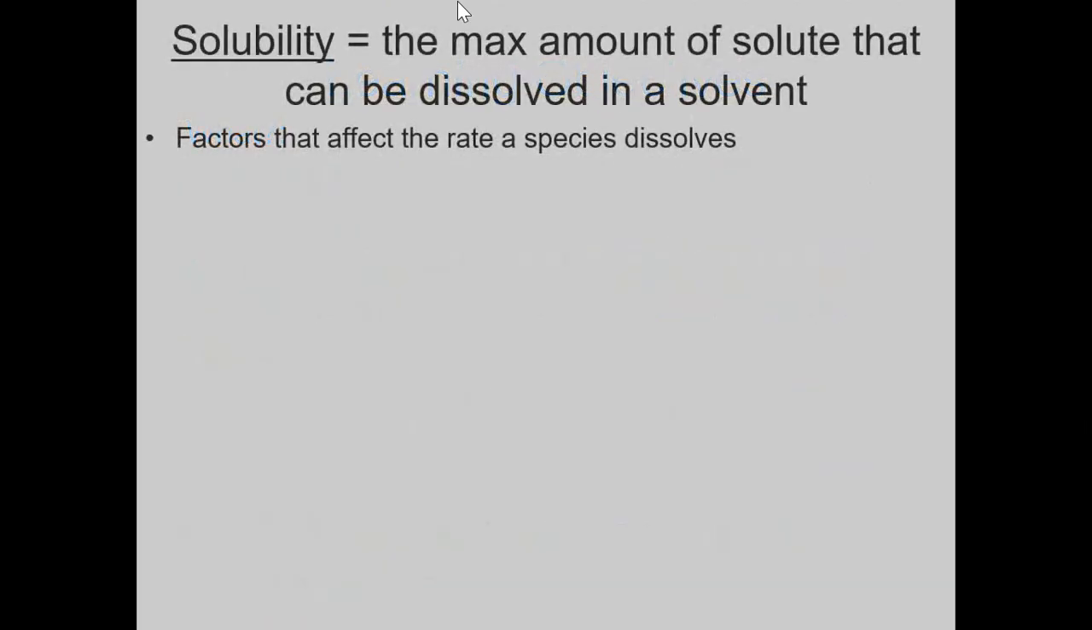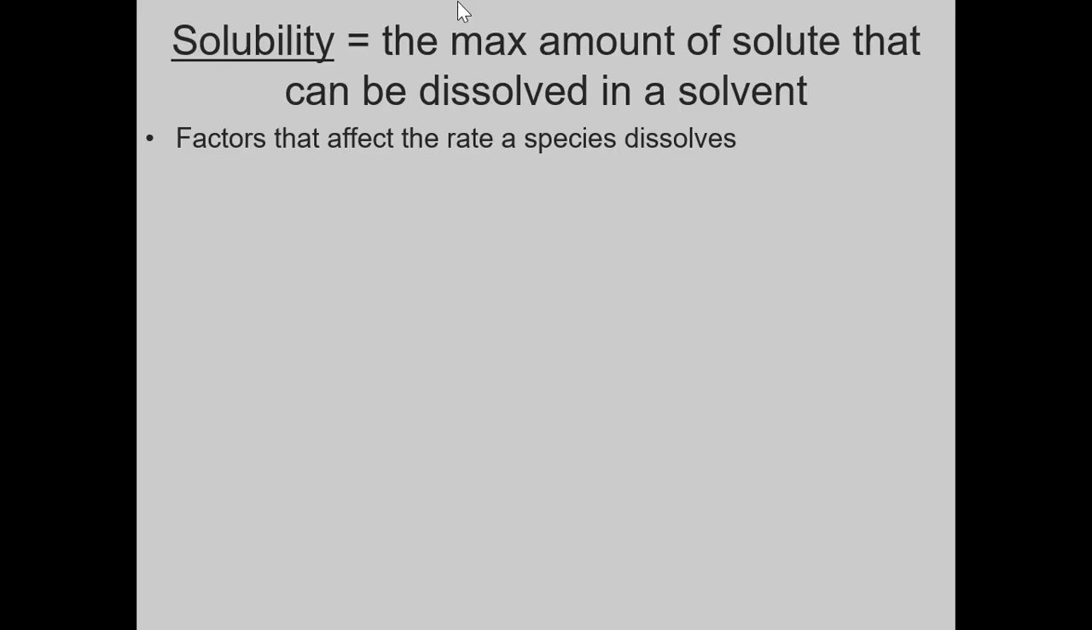So what is solubility? Solubility is the maximum amount of the solute that can be dissolved into the solvent. So what's the solute? The solute is the thing that's being dissolved. And what is the solvent? That's the thing that's doing the dissolving. So in the case of, say, Kool-Aid, the water is the solvent, and the flavor or the sugar or the colors, they're all the solutes. They're the things that are being dissolved into the water.